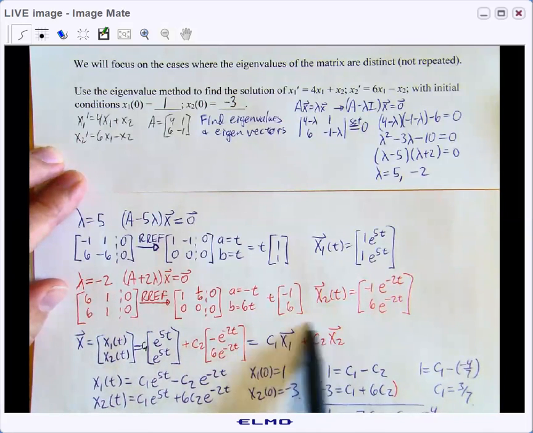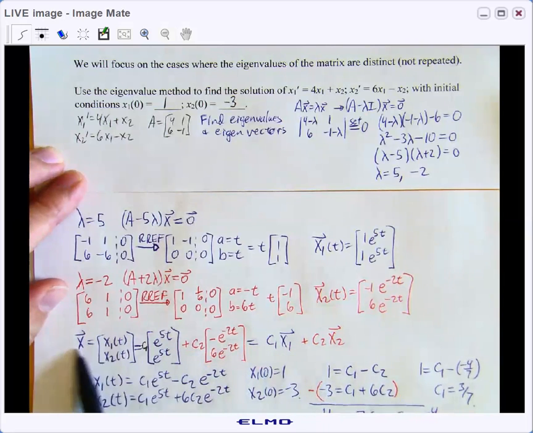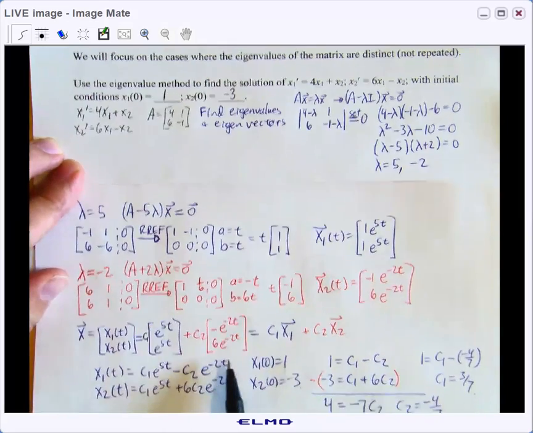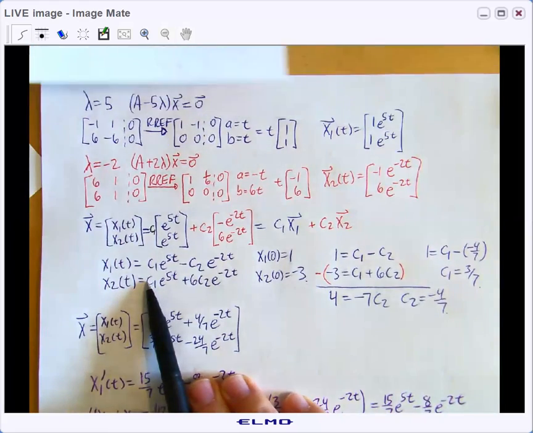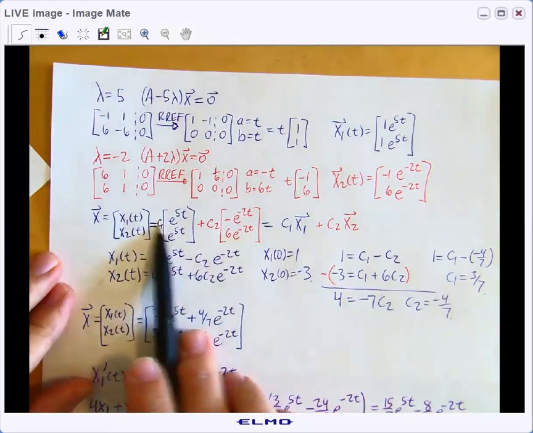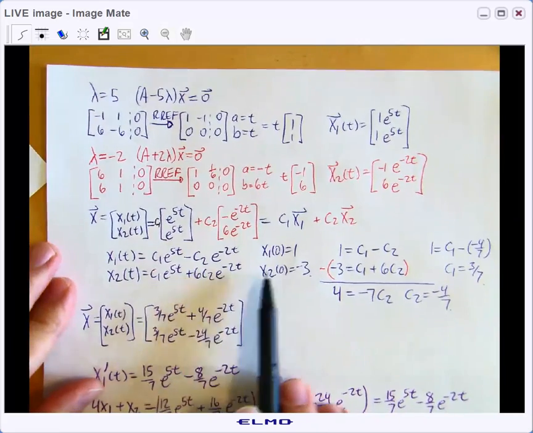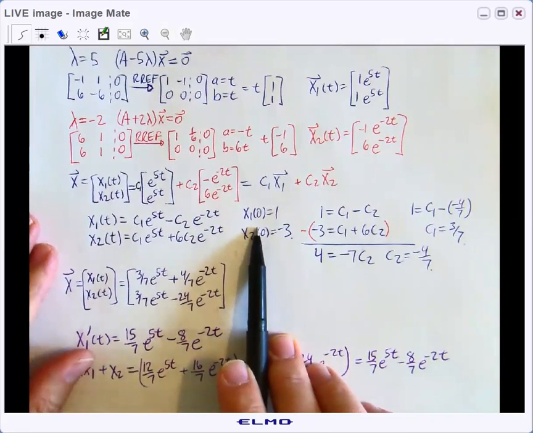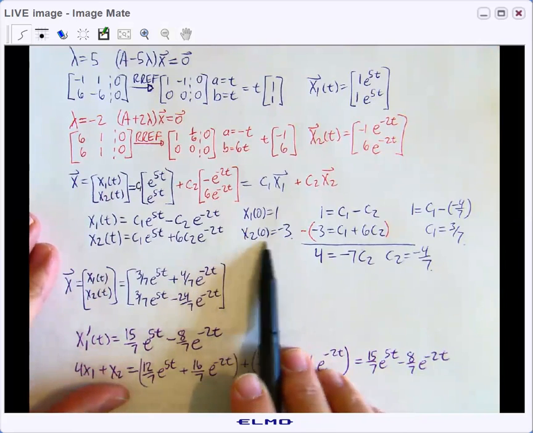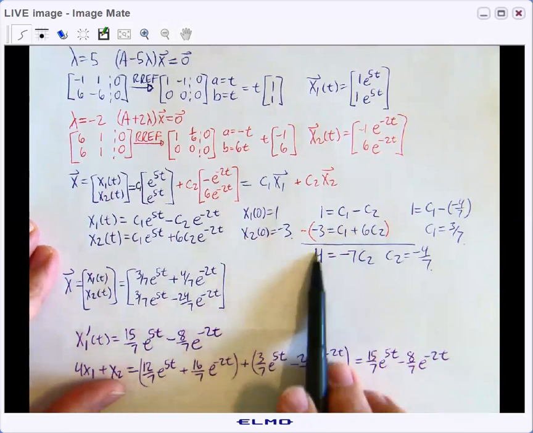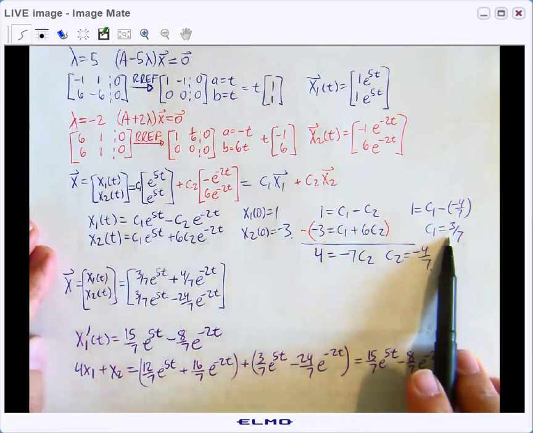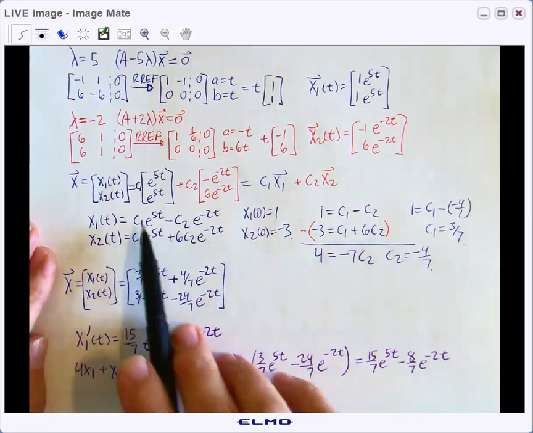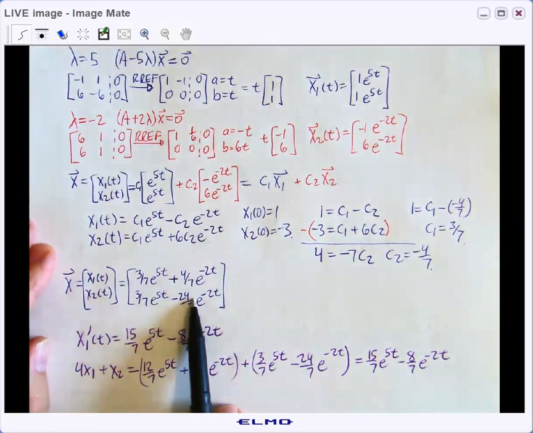Therefore, we can create a linear combination of those. If we do so, we get this right here, which we can interpret this way. Because if these vectors are equal, then we can add the like components. Recalling our initial conditions that x1 at 0 is 1 and x2 at 0 is -3, we find that C2 is -4/7, and then knowing that, we find that C1 is 3/7. Plugging those in, we get this right here.